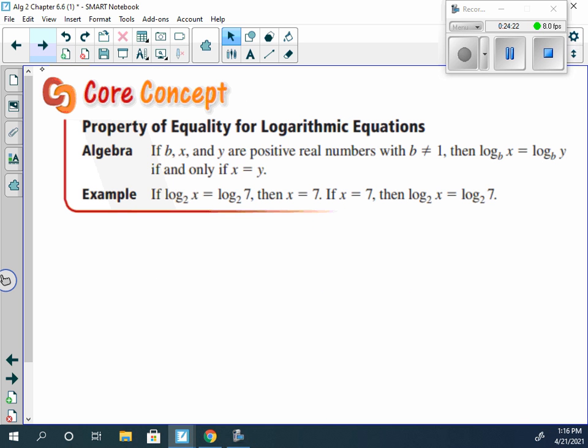Okay. Now our next property of equality is the property of equality for logarithmic equations. So if b, x, and y are positive real numbers with b different from 1, then log base b of x is equal to log base b of y if and only if x is equal to y. So if the two logs are the same, we can set what's inside equal to each other. So here x is equal to 2.